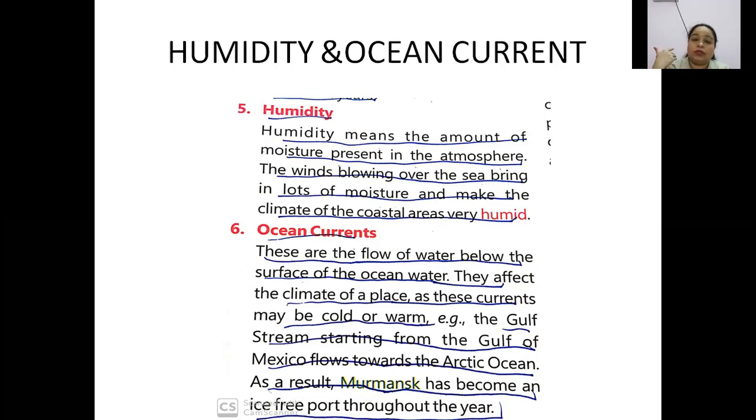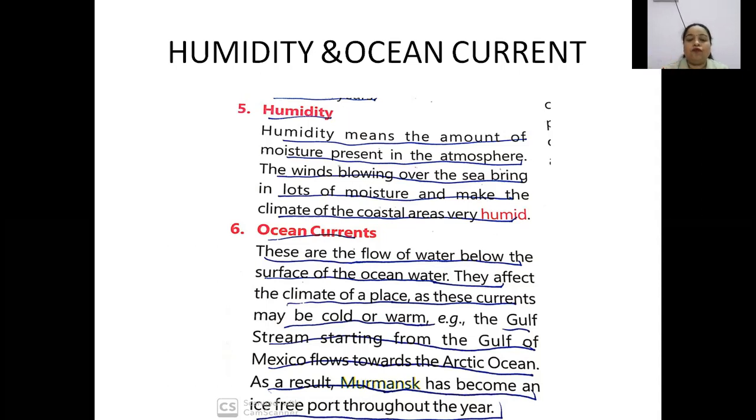In the senior classes, you will study ocean currents in detail. They are a flow of water below the surface of the ocean water. It is a stream of water inside the ocean water only, but they affect the climate of a place, as an ocean current can be warm or cold. There are two types of ocean current. One is warm ocean current, another is cold ocean current.